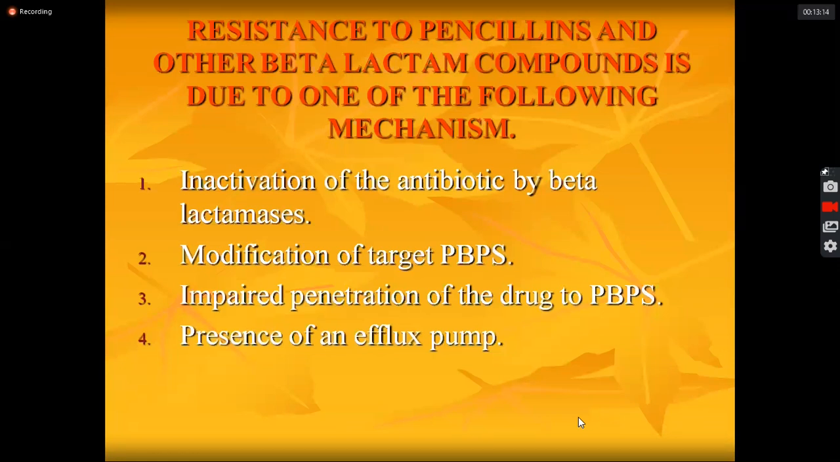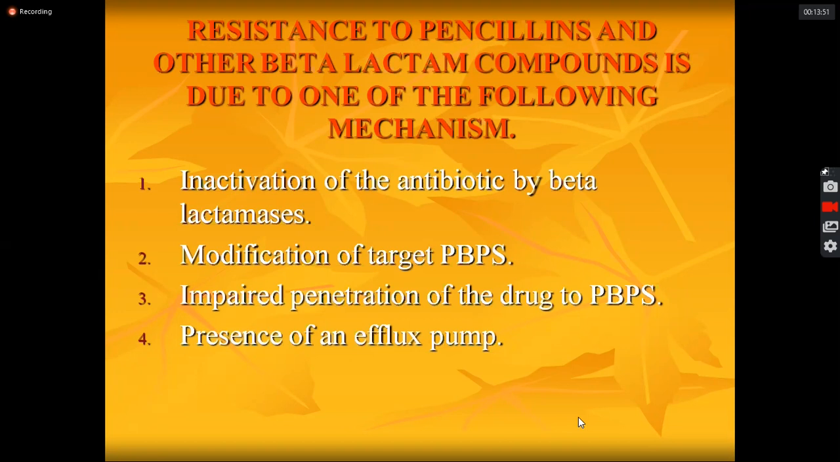Second could be modification of the target penicillin binding proteins, that is the receptor for penicillin. There could be modification. This also could be a cause for the resistance to penicillin. Third is impaired penetration of the drug to penicillin binding proteins. This could be because of the decreased concentration of the penicillin inside the cell, presence of beta-lactamases or enzyme, presence of changes or modification or mutation of the penicillin binding proteins or the target site.